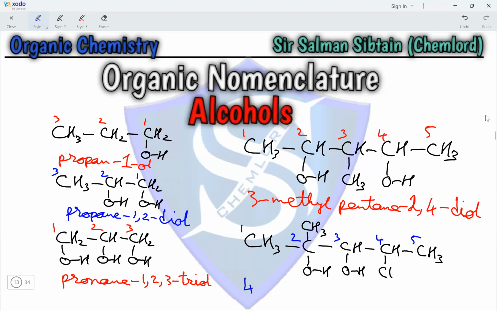So 4 chloro, 2 methyl, then we've got a 5 carbon compound, so pentane, name written completely, positions defined 2, comma 3, and then we write diol.